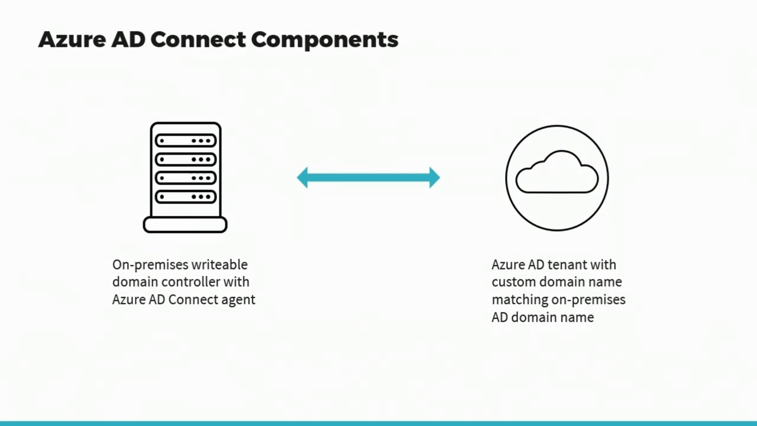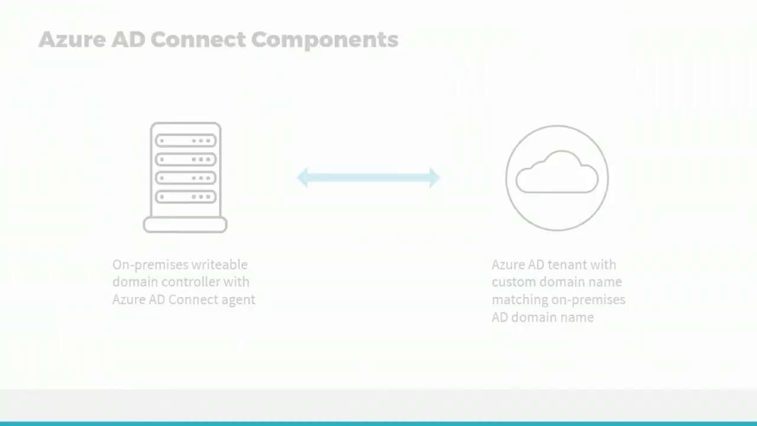And we know that in the cloud, you've got to have an Azure AD tenant with a custom domain name that matches your on-premises domain name. And when it comes to authentication, of course, when you configure the Azure AD Connect agent on-premises, you'll be prompted to sign in not only to your on-premises Active Directory domain with admin credentials, but also your Azure AD tenant with admin credentials. So let's take a look at this in the portal.